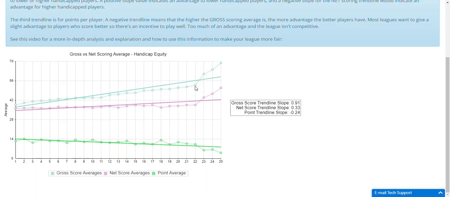So that was really the problem. It wasn't necessarily that the higher scoring players aren't competitive. It's that playing against the higher scoring players was an advantage. So what was the difference in our handicap settings?